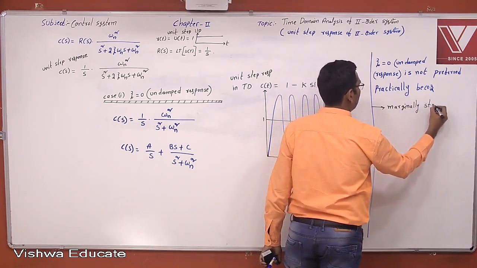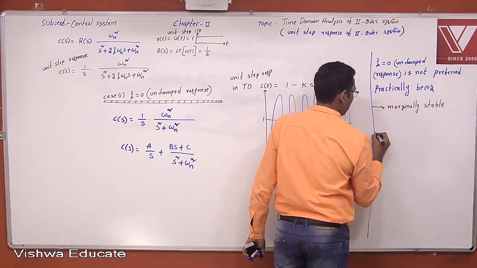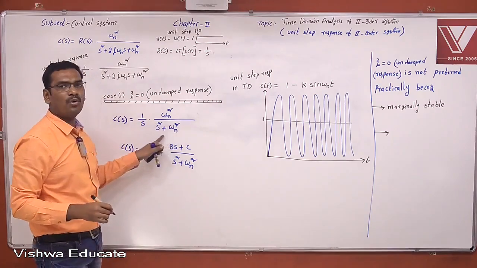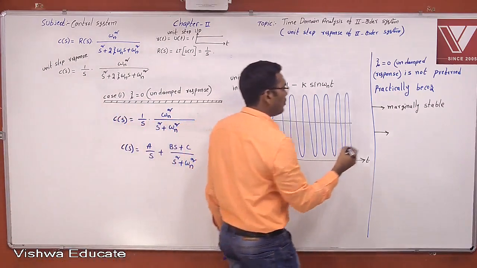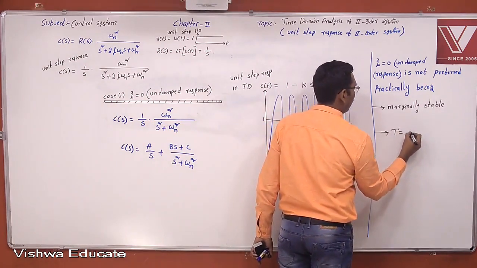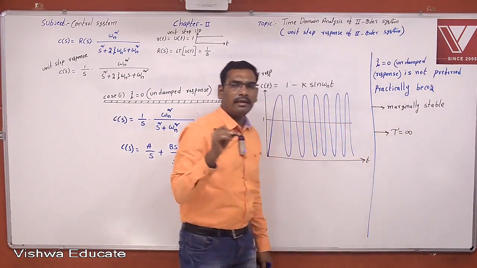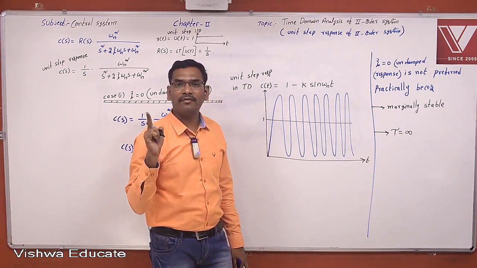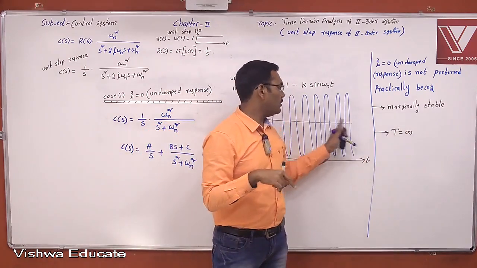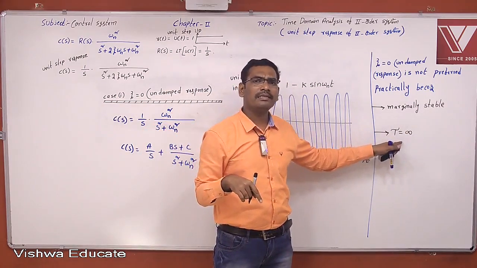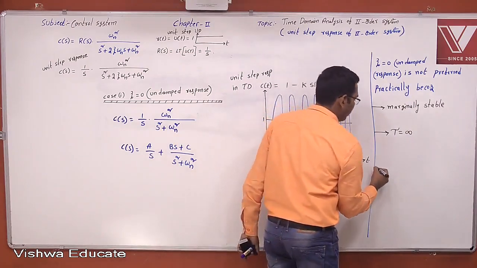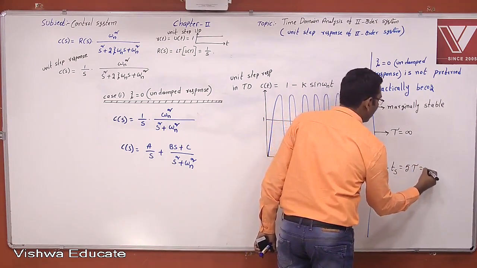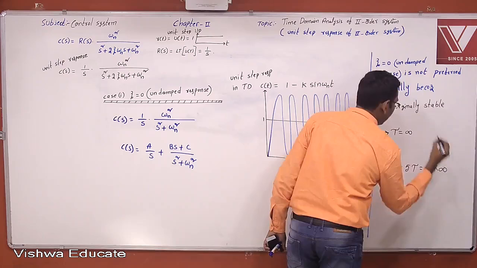We never prefer marginally stable and unstable systems. The second reason is that the poles are on the imaginary axis, and then the time constant is infinity. The time constant is the time taken by the response to reach 63% of the final value. Here it is infinite. Then what is the settling time? Settling time is 5 time constants, so 5 into infinity.